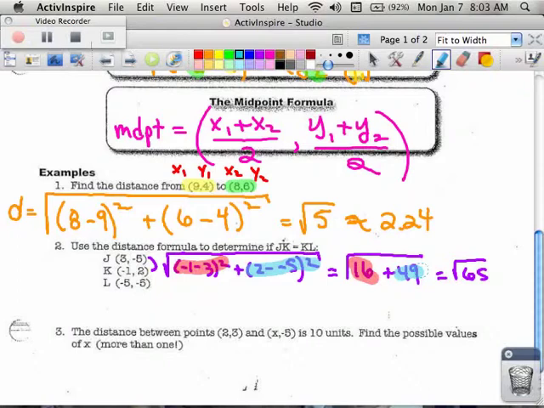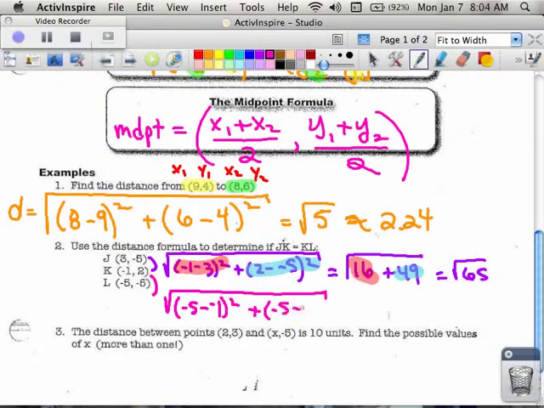If I do the same thing for the lower pair from K to L, they're talking about these two together. This time K is my x1, y1, and L is my x2, y2. So if I do that distance, I would have the square root of, and this time I would have negative 5 minus negative 1 squared, plus negative 5 minus 2 squared. And I'm taking the square root of all that.